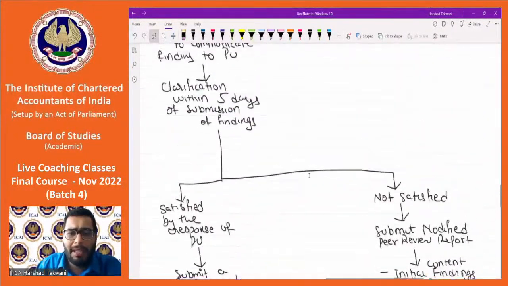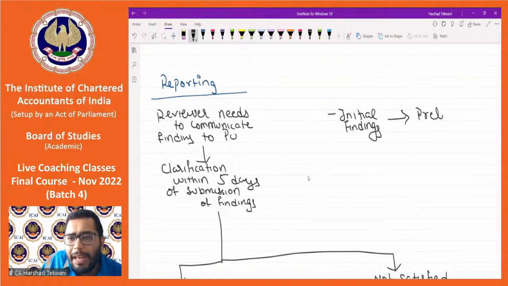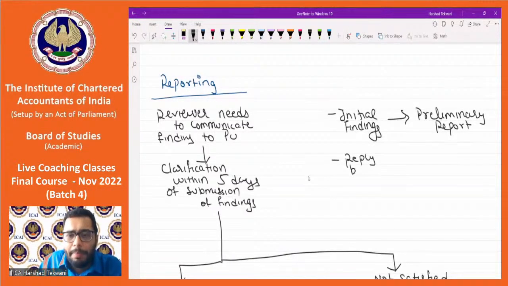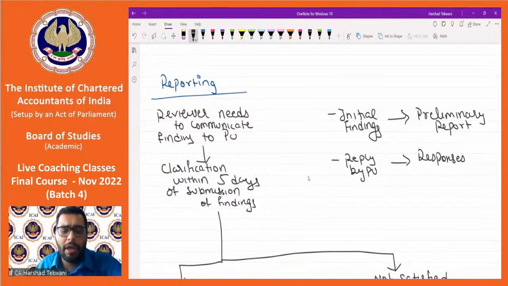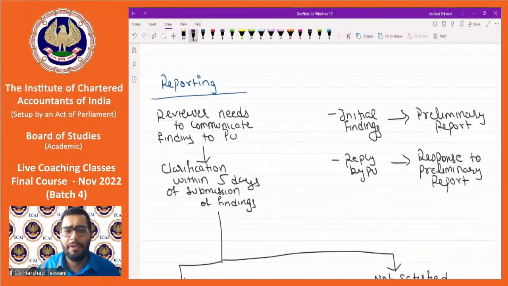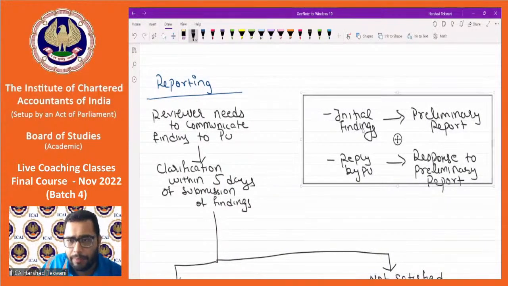Now, I'll just write it over here. One thing, when I say initial findings, that is known as a preliminary report. And when I say a reply by the practice unit, that is termed as a response. Response to preliminary report. So you should write these terms in exams: preliminary report and response to the preliminary report by the practice unit.